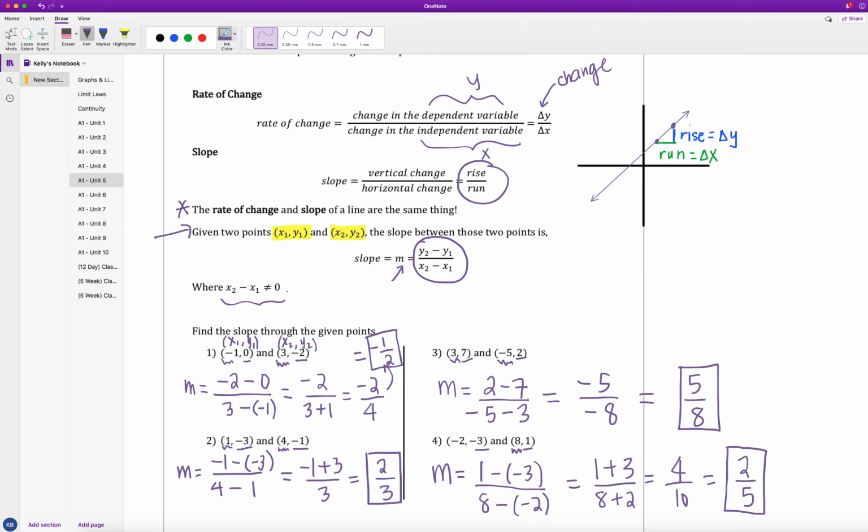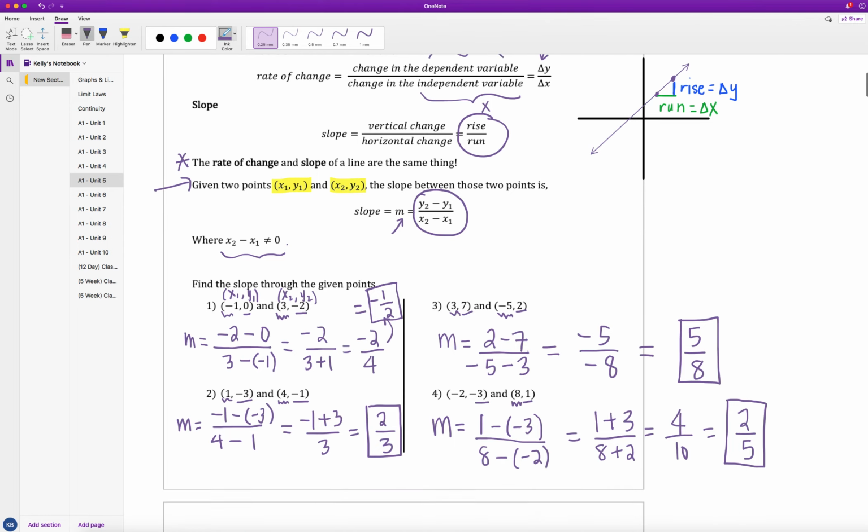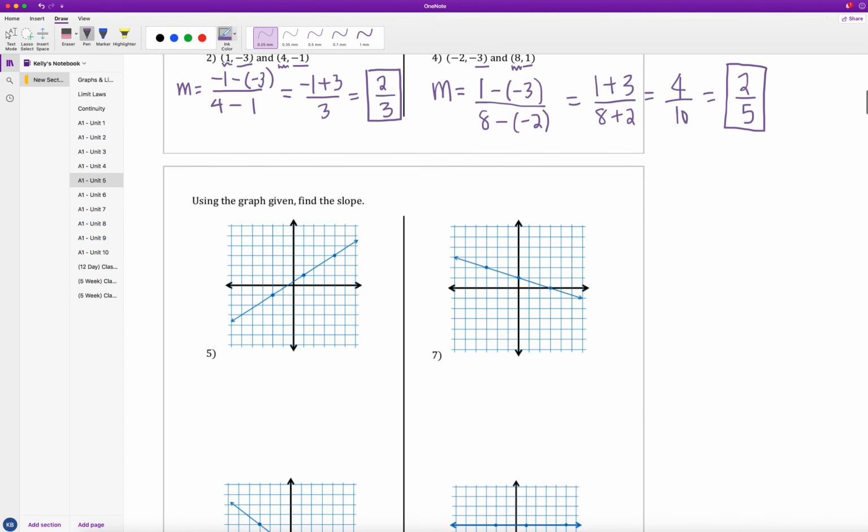So in these first 4 examples, what we practiced doing was, given 2 points, how can we find the slope? And we computed them algebraically using the definition of y2 minus y1 over x2 minus x1. Let's look at some graphs now.